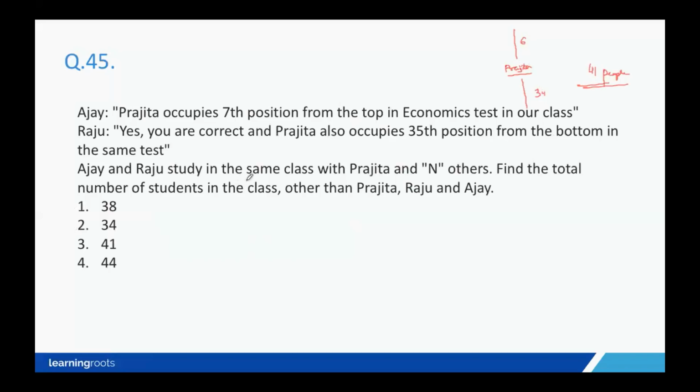Now Ajay and Raju study in the same class with Prajita and others. Find the number of students in the class other than Prajita, Raju, and Ajay. So I need to subtract 3 from this number. 41 minus 3 gives me 38, which is the answer to this question. Again, fairly simple questions. You should not be making any calculation mistakes in these kinds of questions. It should be very easy to get a very good score in them.